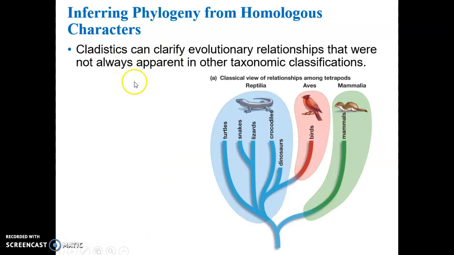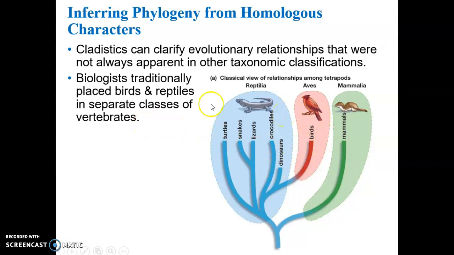So cladistics can clarify evolutionary relationships that weren't always apparent in other taxonomic classifications. What we see here, this figure, is an older way to represent relationships between reptiles, birds, and mammals: the orders Reptilia, Aves, and Mammalia. In reality, birds should belong in the Reptilia group, but this is an older classification scheme, which is actually incorrect.